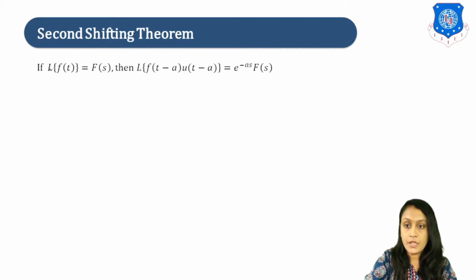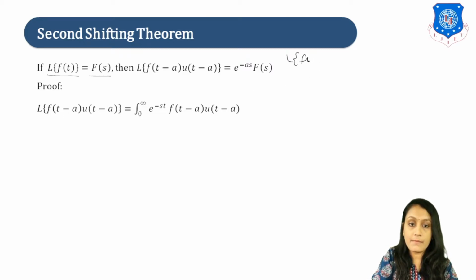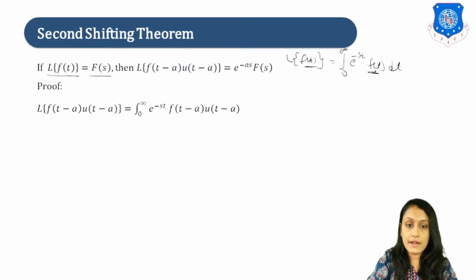Second shifting theorem. So if the Laplace transform of f(t) is equal to F(s), then the Laplace transform of f(t minus a) u(t minus a) is e raised to minus as F(s). Now let's see its proof. So we have to find the Laplace transform of this term. We know from the definition that the Laplace transform of f(t) is the integration from 0 to infinity of e raised to minus st f(t) dt. Here we have f(t minus a) u(t minus a).